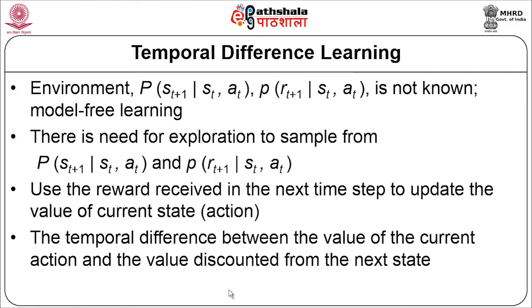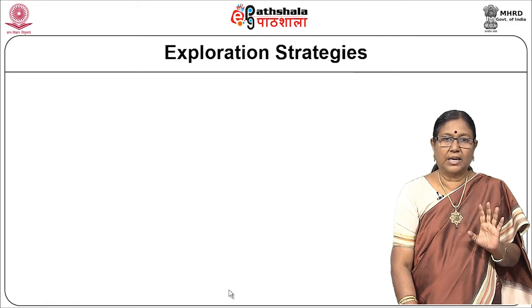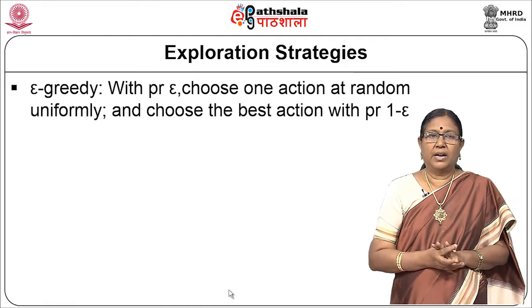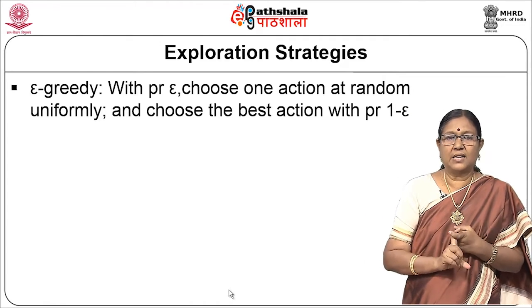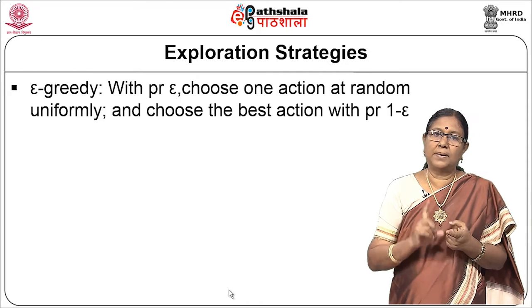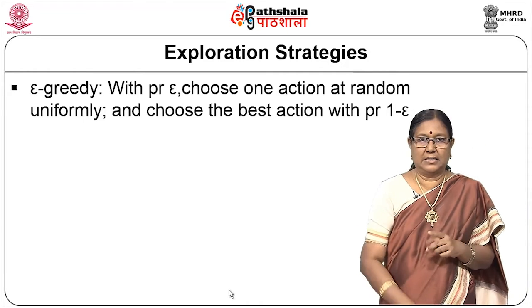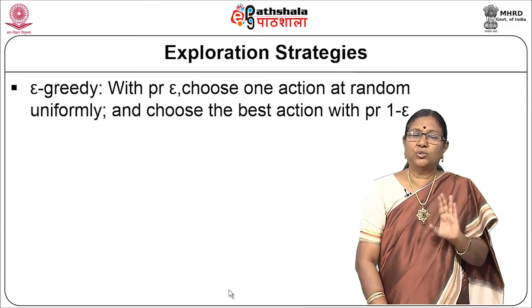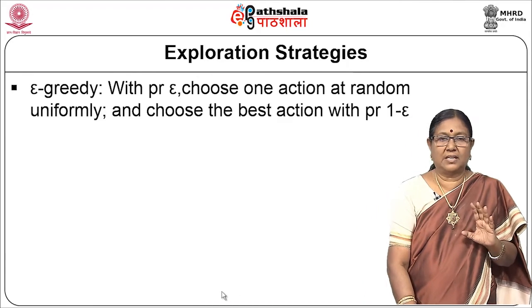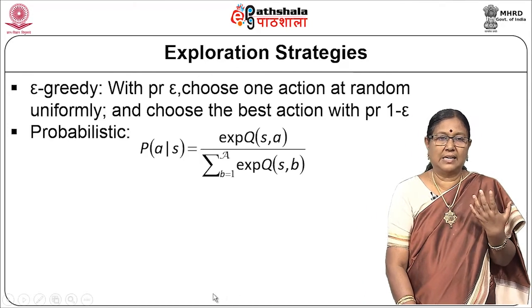So, the temporal difference is the difference between the value of the current action and the value discounted from the next state. Now, exploration strategies: you have epsilon greedy. With probability epsilon, choose one action at random uniformly, and choose the best action with probability 1 minus epsilon. This is called an epsilon greedy action.